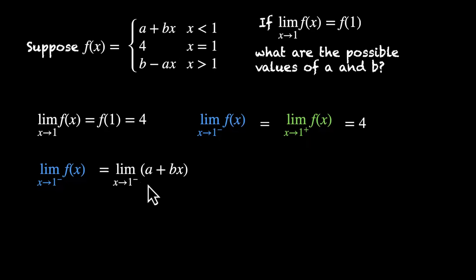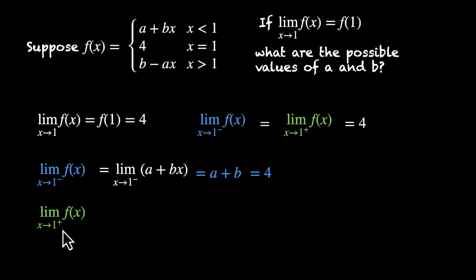So this is equal to limit x approaches 1 minus a plus bx. Now let's plug in 1. This is a plus b times 1, that's b. So this is a plus b. This is equal to 4. That's equation 1.